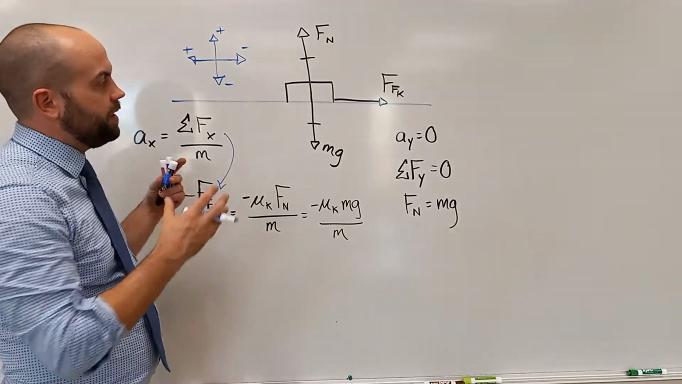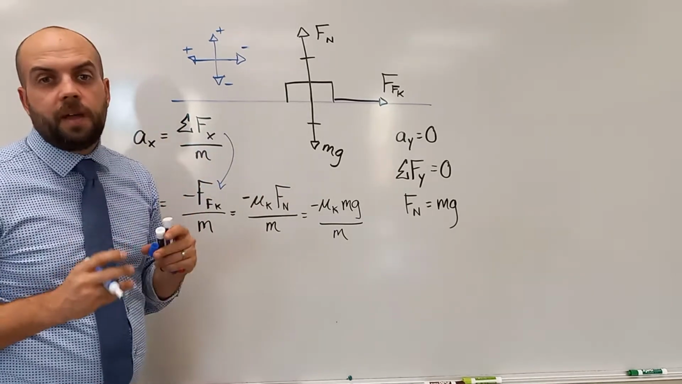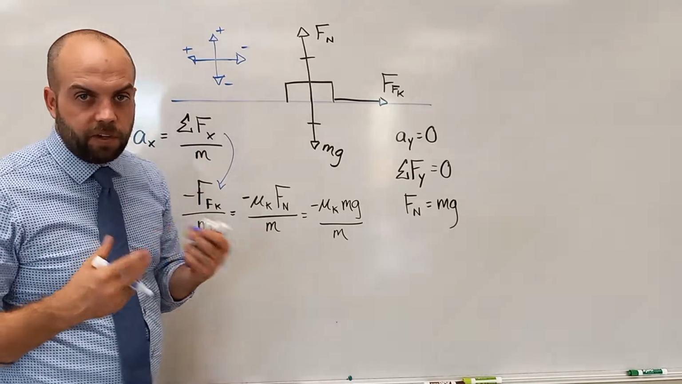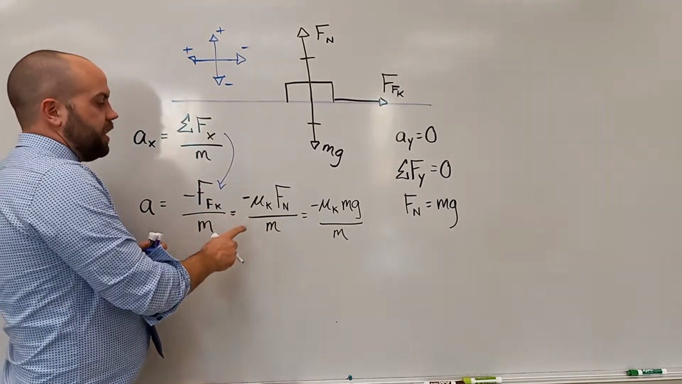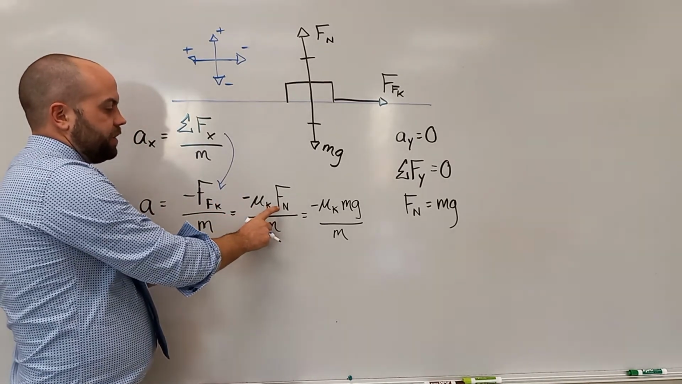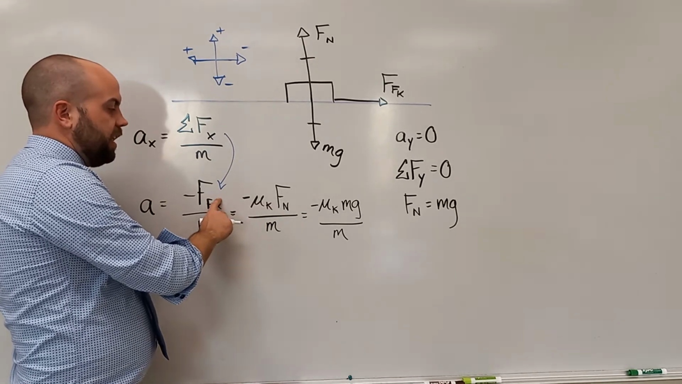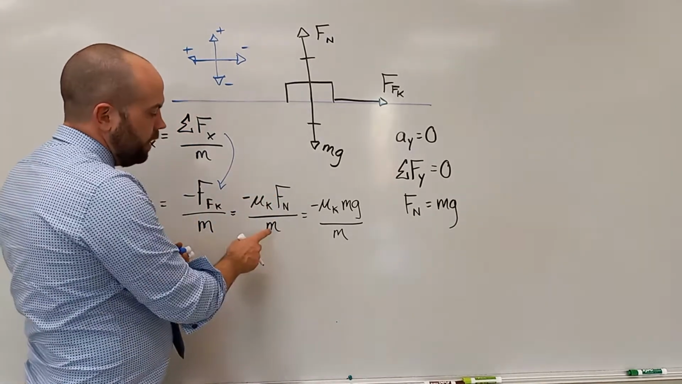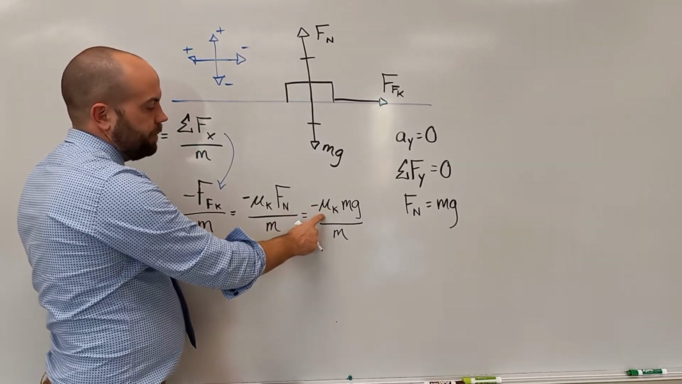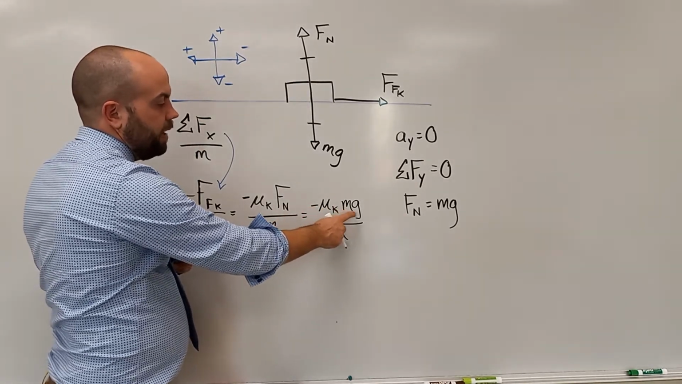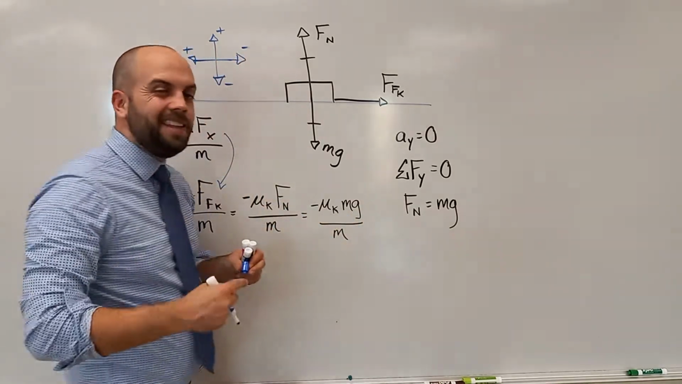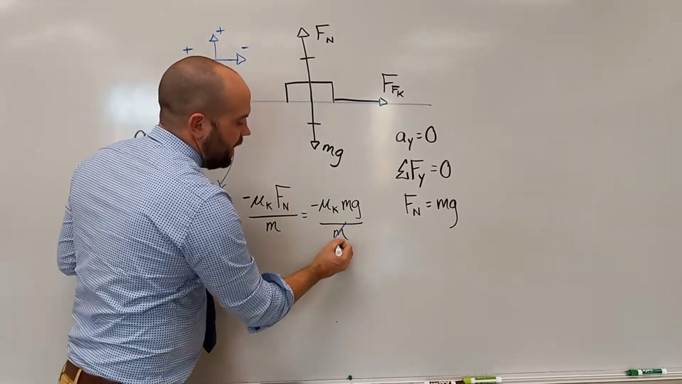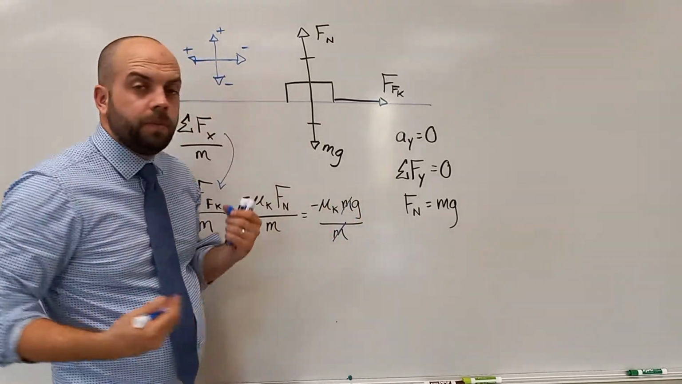Doesn't matter if I make my system the motorcycle, doesn't matter if I make my system the driver or the girlfriend or whatever. So in this case, I've got force of friction kinetic becomes mu kinetic times normal force. That's always true. And then that simplifies to mu kinetic times mg, because I already established that in this case the normal force equals mg, and the masses cancel out.